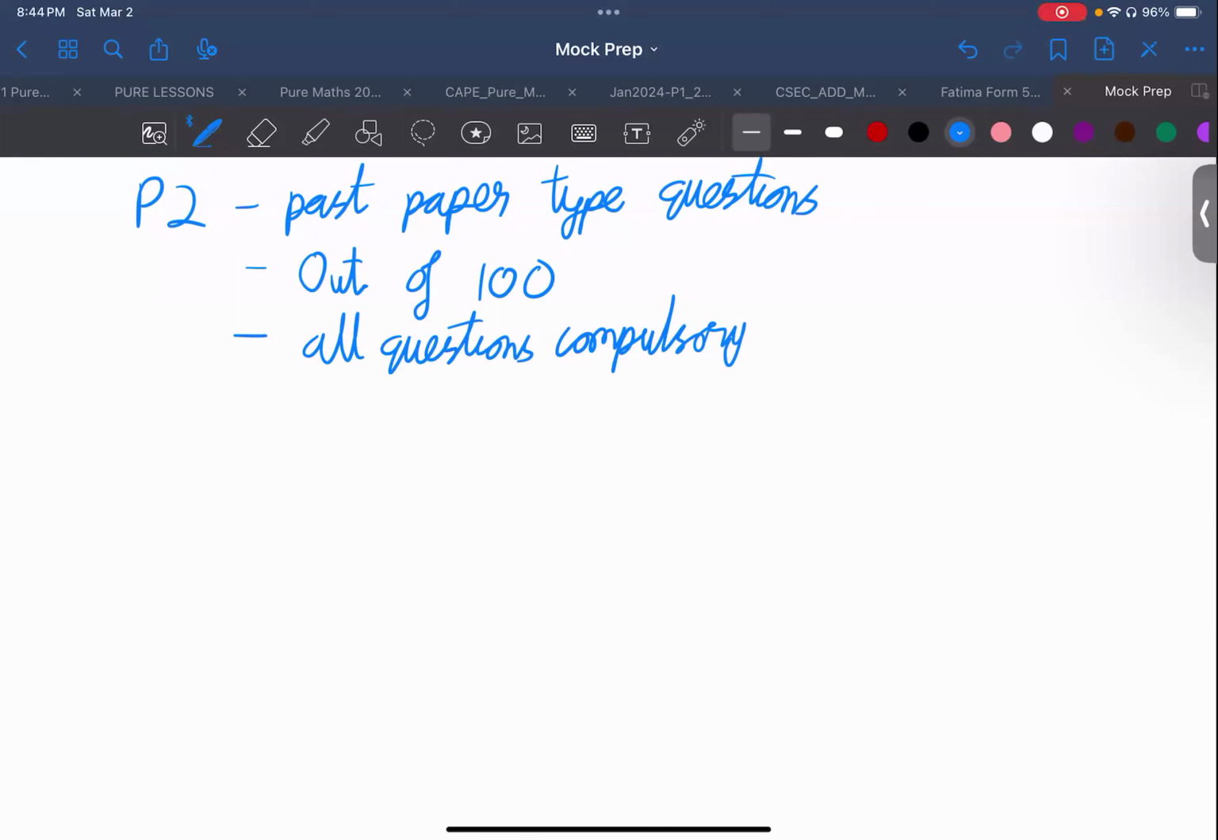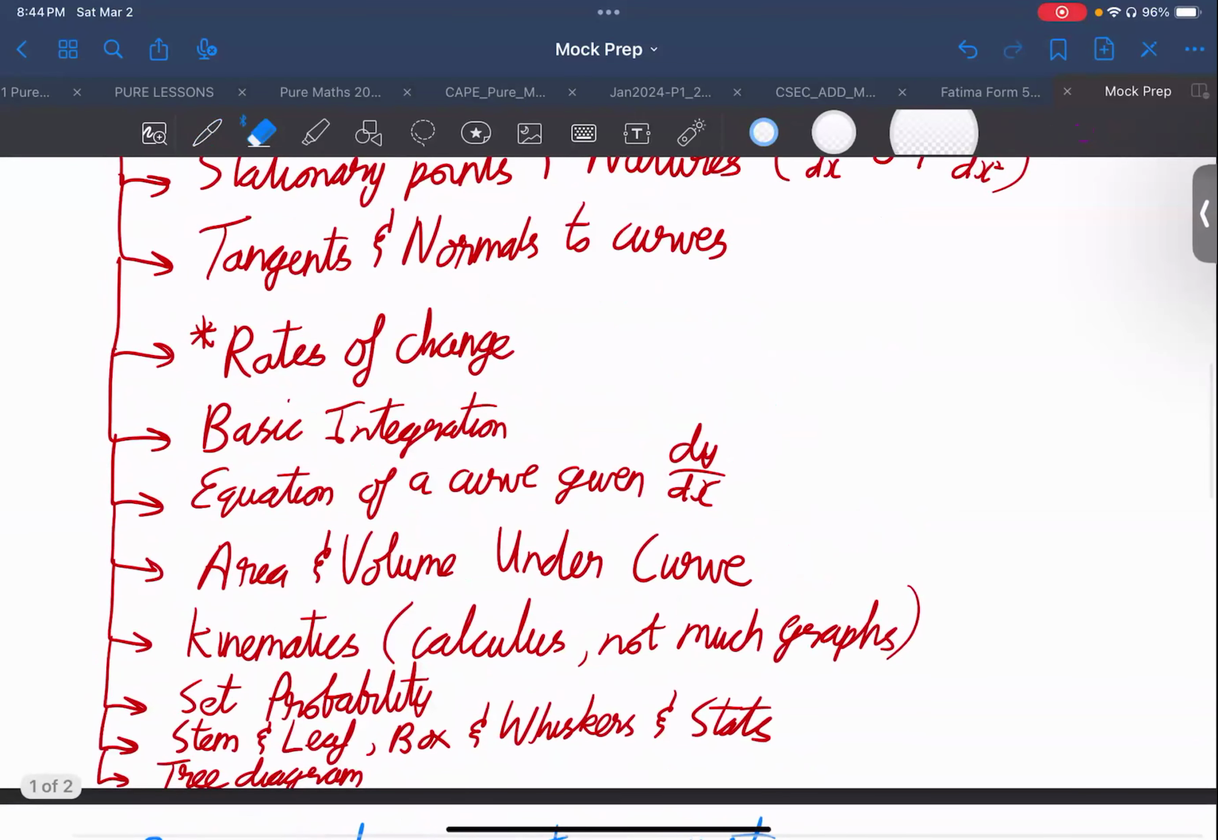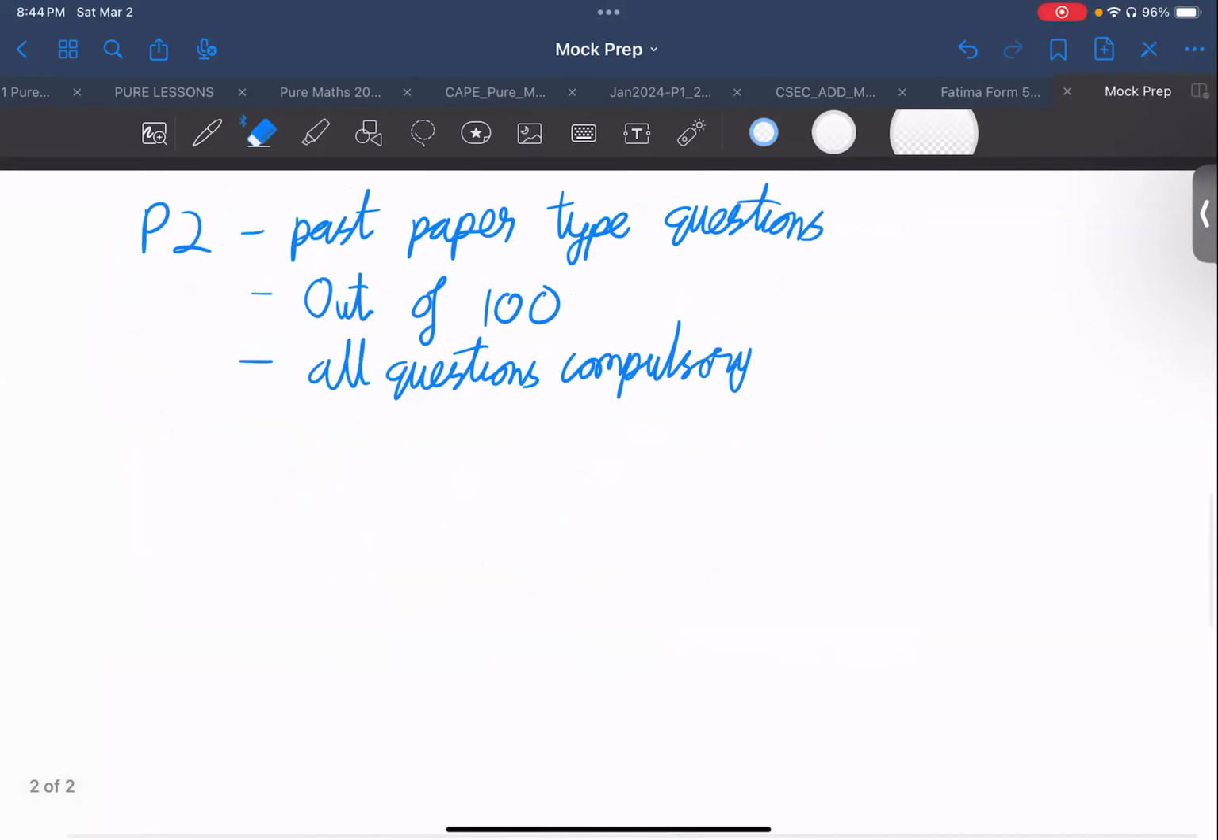The volume of a curve, okay, very good question. So that would be under integration, right? The volume of a curve would be under integration.